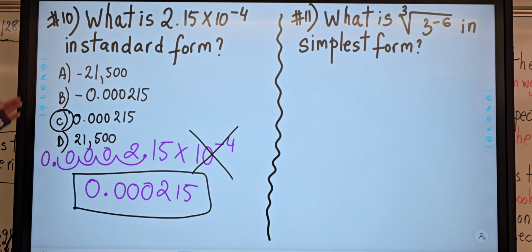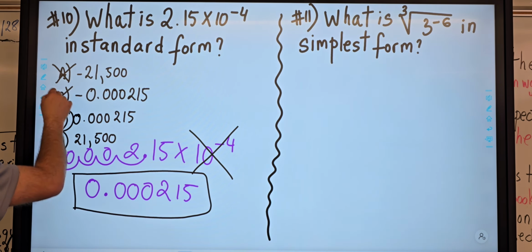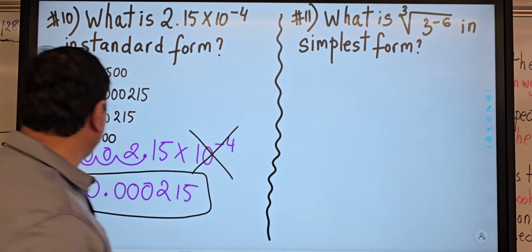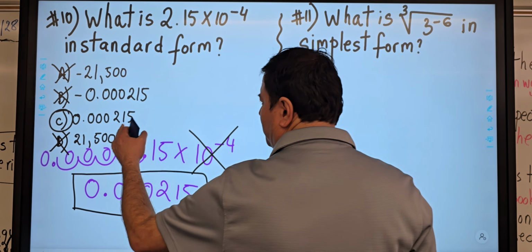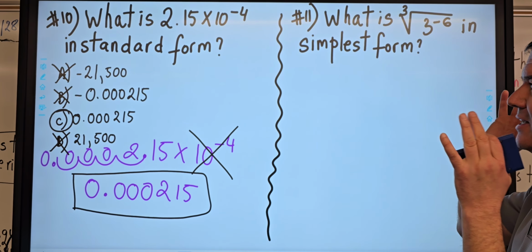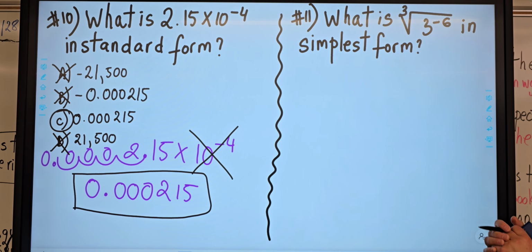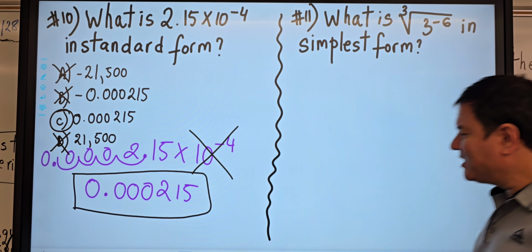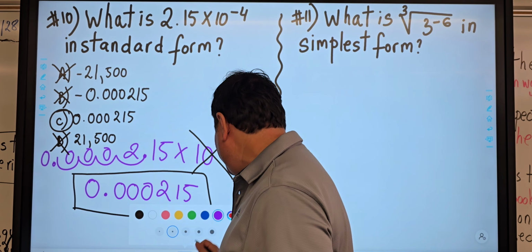A cannot be the answer, B cannot be the answer, and D cannot be the answer. But actually, the answer is positive 0.000215, and this is in the standard form. Please remember that. And finally, let's take a look at number 11 here.